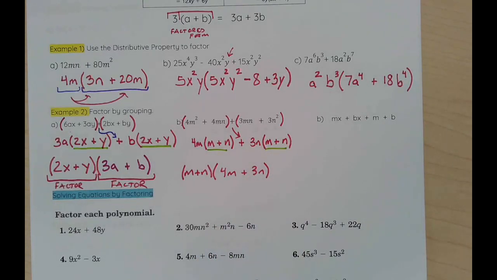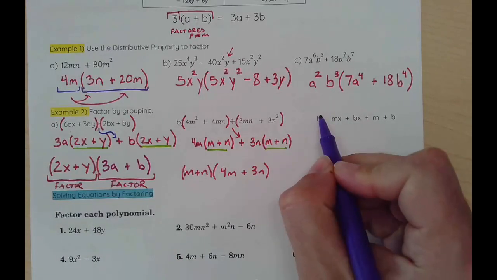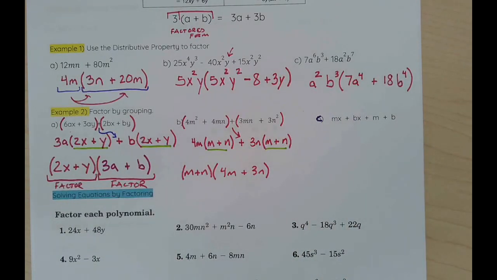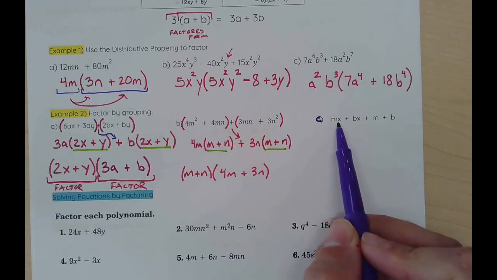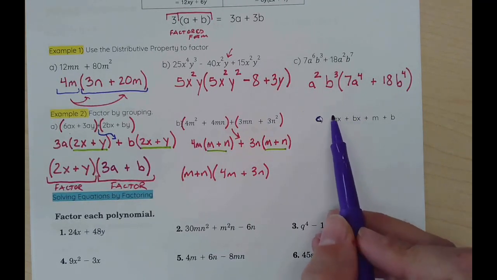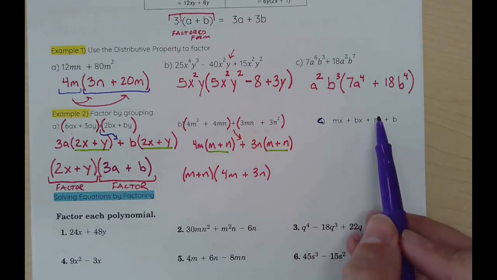Alright, looking at the last example, which should be C, but is labeled B. Go ahead and fix that. I have mx plus bx plus m plus b. My indicator that I might use grouping is I have 4 symbols here, and there's nothing in common amongst each one. So there's nothing I can pull out that would factor out of each term. Now, if I group mx and bx, so I put my parentheses around those 2, I can pull out an x. But if I group m and b, I have nothing in common.